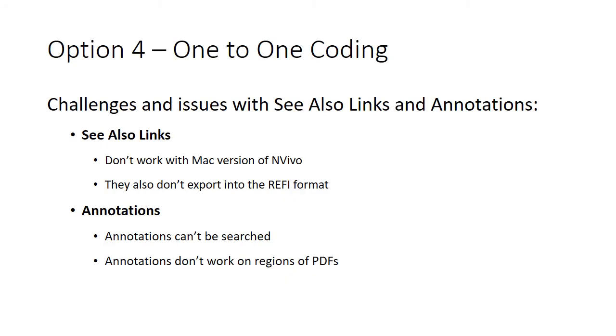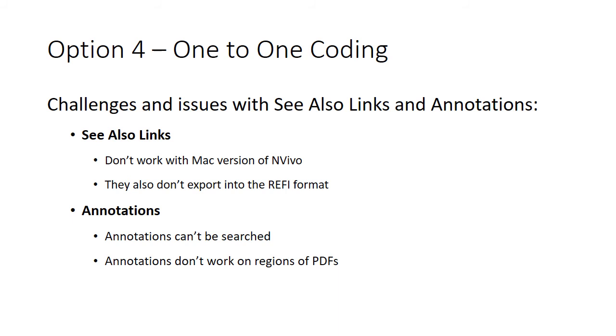Out of the options that Laura has shown and introduced, they often rely on either annotations or See Also links, but there are some real limits with those 2 approaches. See Also links don't work with the Mac version of NVivo. Furthermore, as a package-specific approach, they don't export into the REFI format. So if you were to move a project from NVivo to ATLAS.ti or MAXQDA or Quirkos or another QDA package via the REFI format, See Also links don't move.